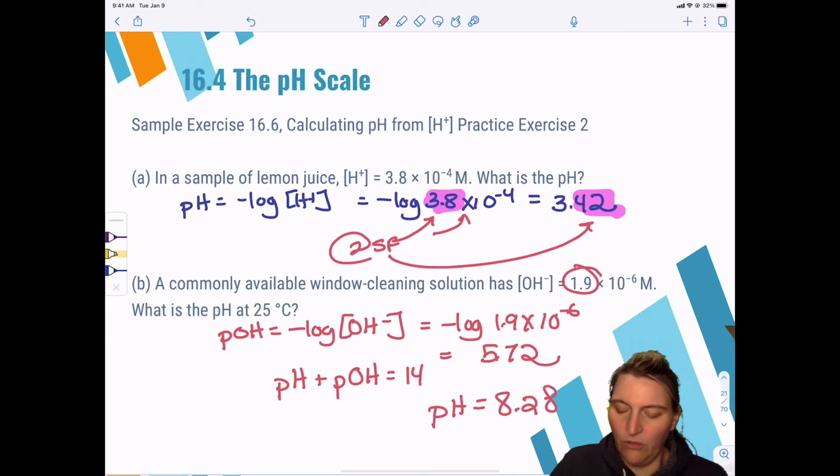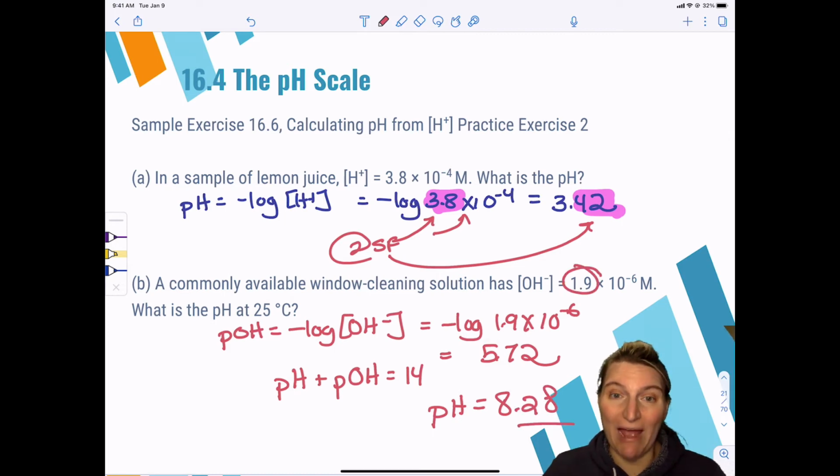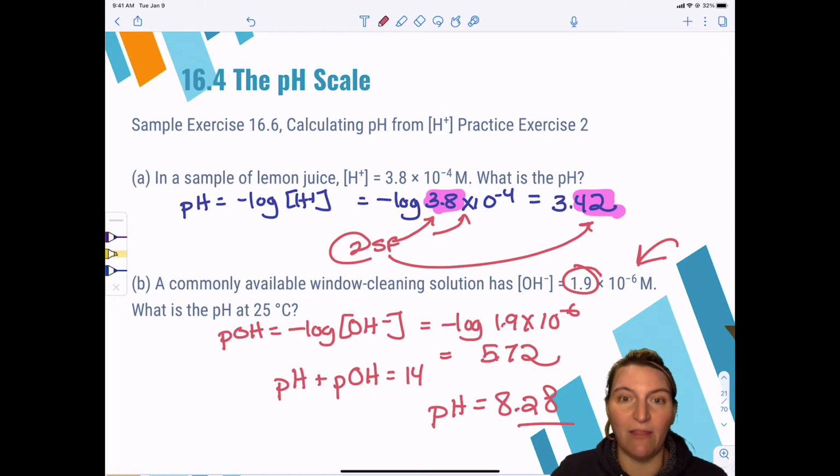Again, two significant figures, 2 digits past the decimal point. And then check these rules. If this number is greater than 1.0 times 10 to the negative 7, then it must be a basic solution. So what's the pH? Oh, it's greater than 7. That makes sense.